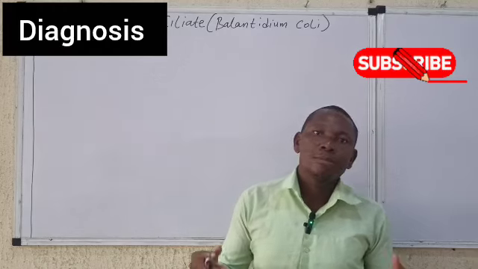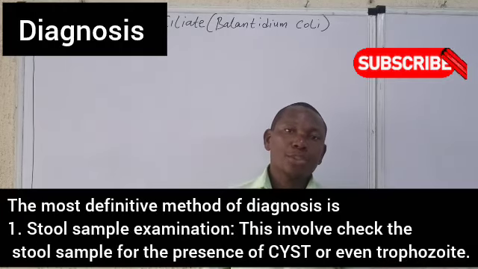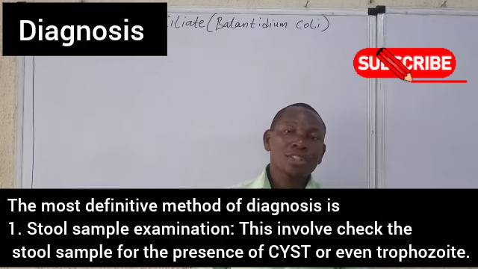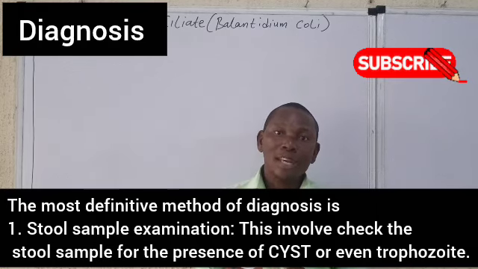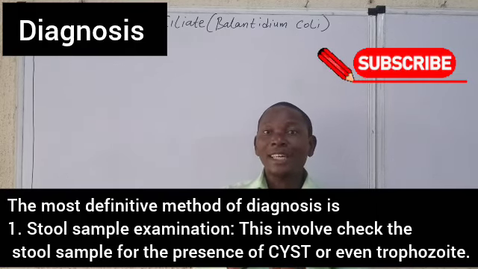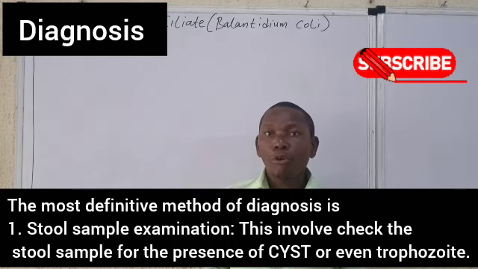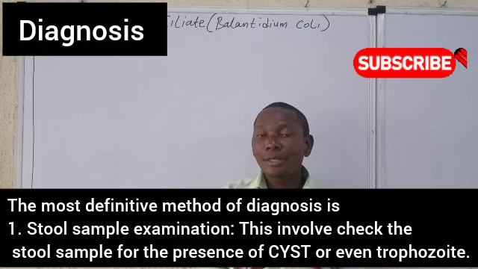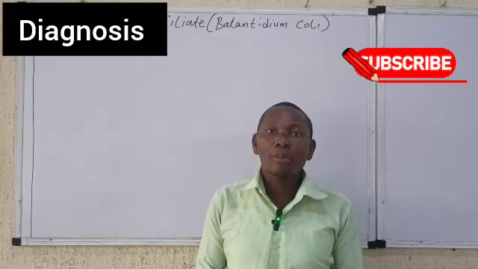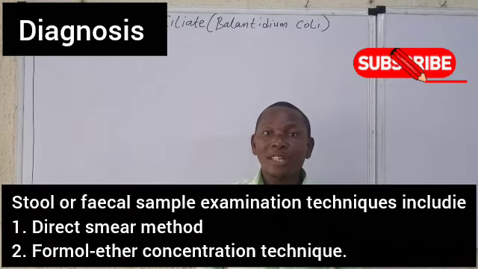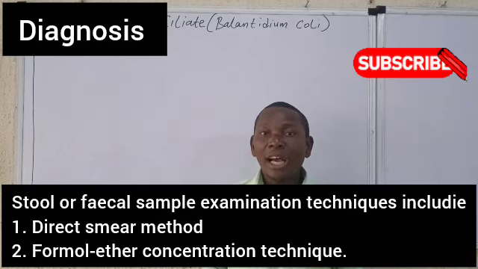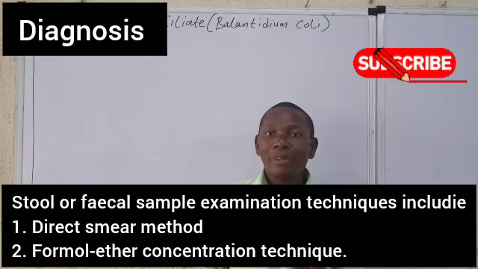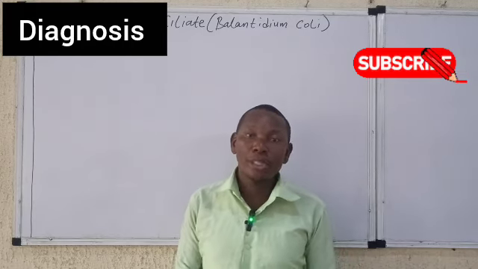Now, how do you diagnose balantidiosis or Balantidium coli infection? The most definitive diagnostic method is actually through stool examination, where you examine the stool for the trophozoite stage, which is the active stage, or even the cyst, which is the dormant form. Now, some of the common methods of this stool examination include the direct smear method, as well as the formal concentration techniques. So it's a very simple process of doing that.